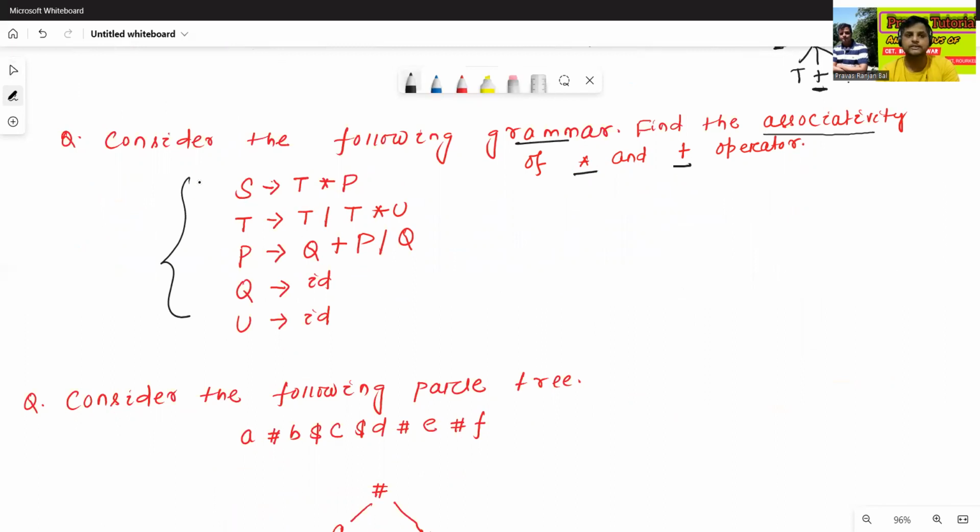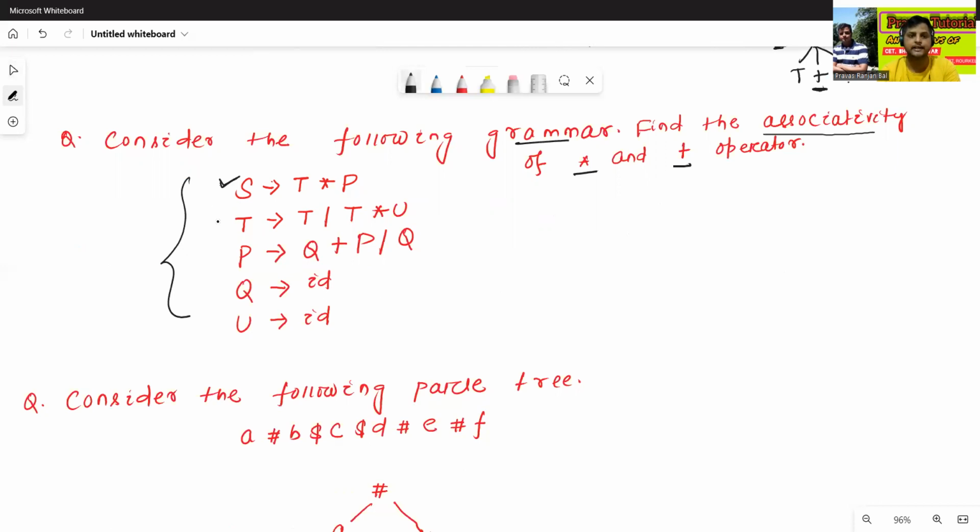Here S2, we'll discuss the first prediction. S2 T star P. Here there is no recursion, meaning the first prediction is neither left recursive nor right recursive. So we cannot find out any associativity of the star operator in the first prediction.